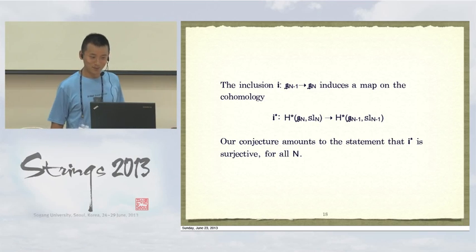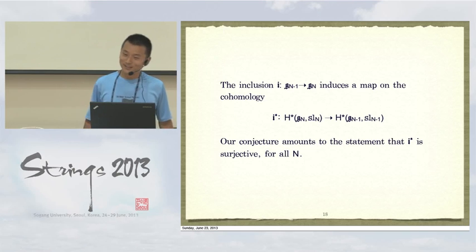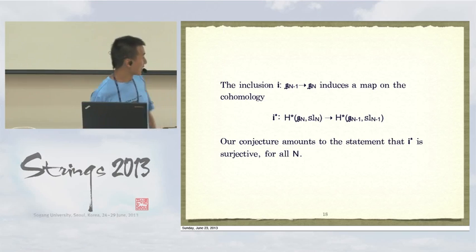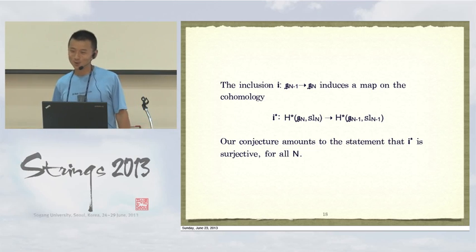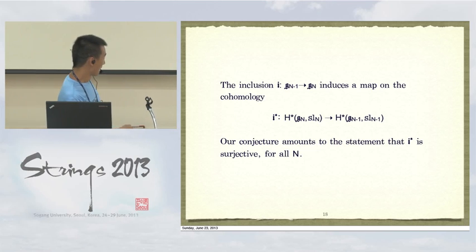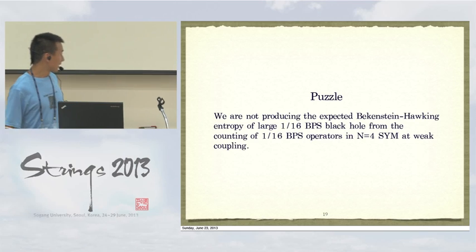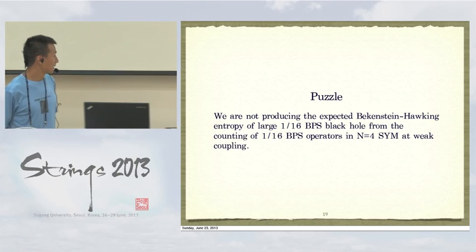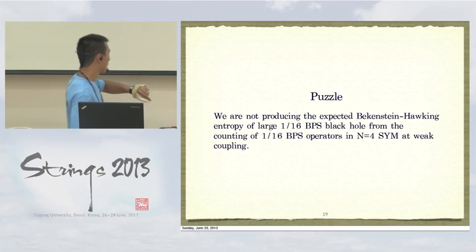Now, I have a feeling that there are some experts in Lie algebra cohomology in the audience who may be able to embarrass me by the end of this talk by telling me whether this conjecture is true or false, but I don't know. So if the conjecture is true, that's an obvious puzzle. We are not producing the expected Bekenstein-Hawking entropy of the black hole.